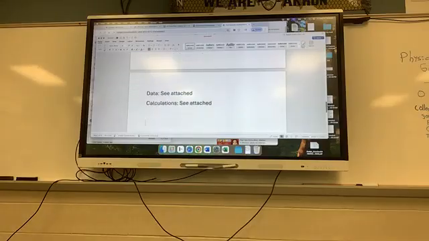Are you guys good with making the graph, the mass versus volume graph? Okay, we might have some time at the end where I can help you with that.